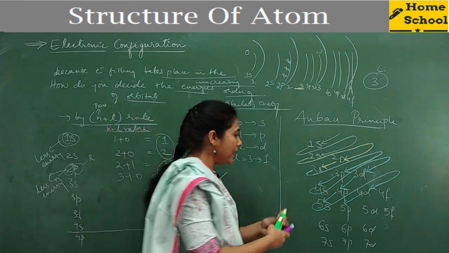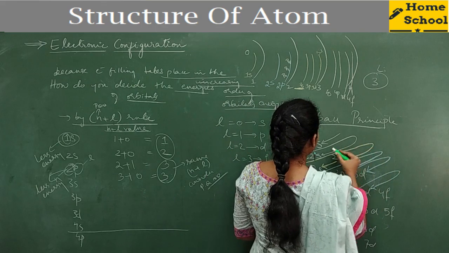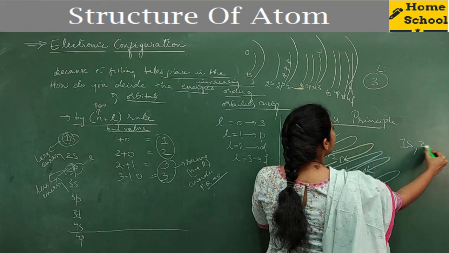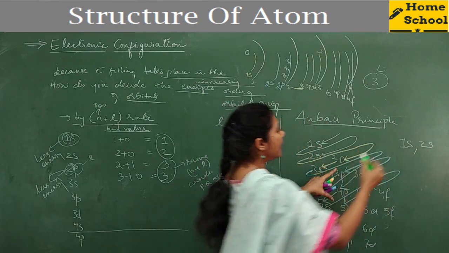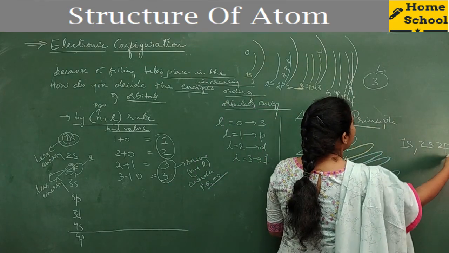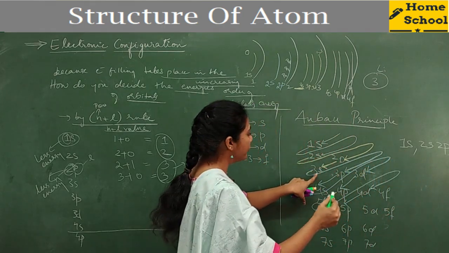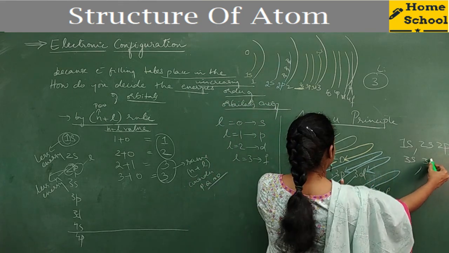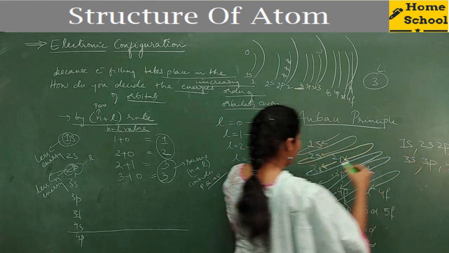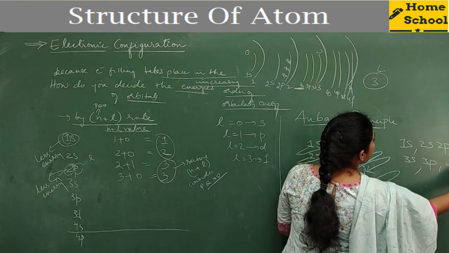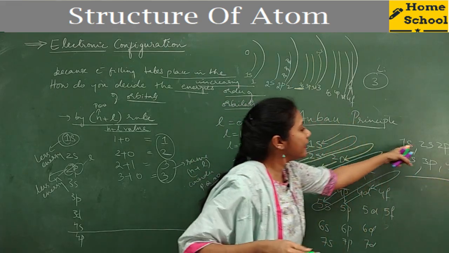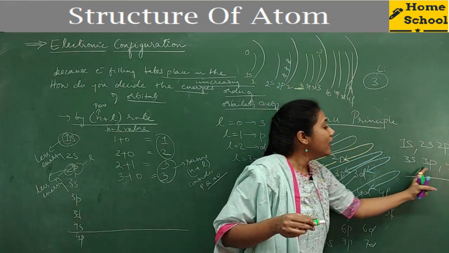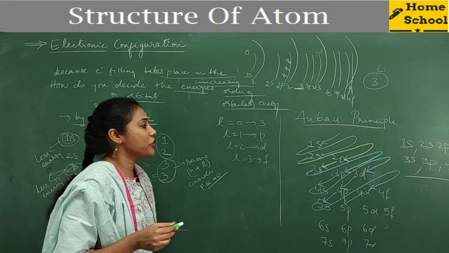Say for example the same thing I'll be arranging like this. See, first the 1s subshell is getting filled up, after that the 2s subshell, after that the 2p subshell, and after 2p, 3s is getting filled up, and after 3s, 3p is getting filled up, then 4s is getting filled up, right? After 4s, 3d is getting filled up. Like this he arranged all the subshells or all the orbitals in the increasing order of their energy.